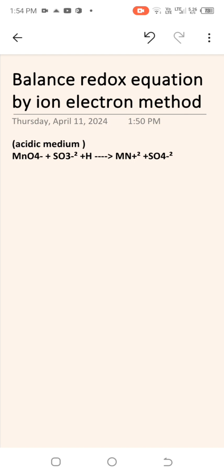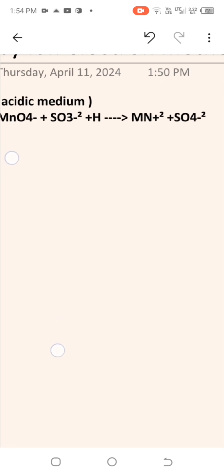Today we will discuss balanced redox reactions by the ion-electron method. We will try to balance this equation. I have taken the acidic medium equation first, so now let's work on this to balance this equation.